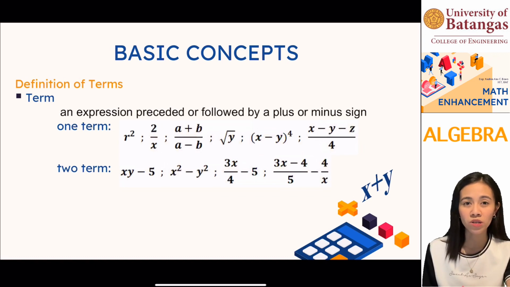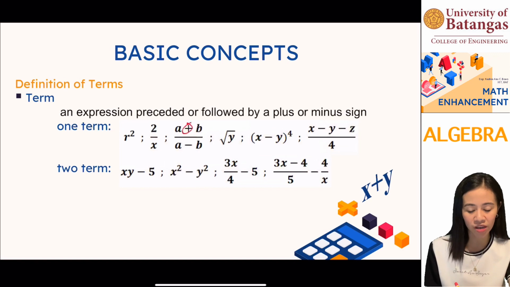Because there's no presence of addition or subtraction, para lang masabi natin na dalawang terms na sila or what. Okay. You have 2 over x. This is an example of one term. You have a plus b all over a minus b. This is still one term, although there is positive and negative, ano?